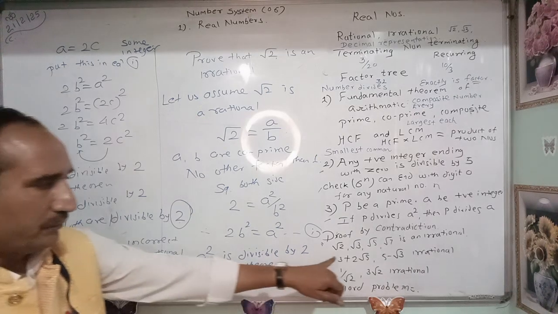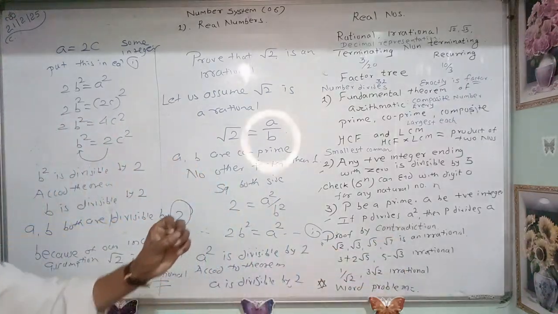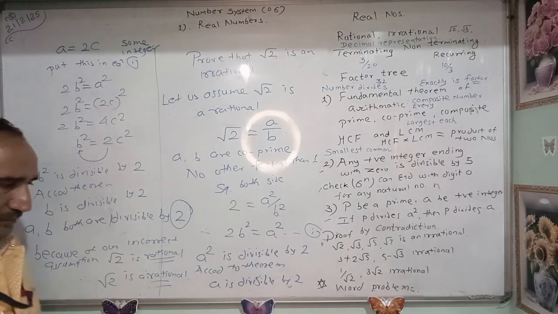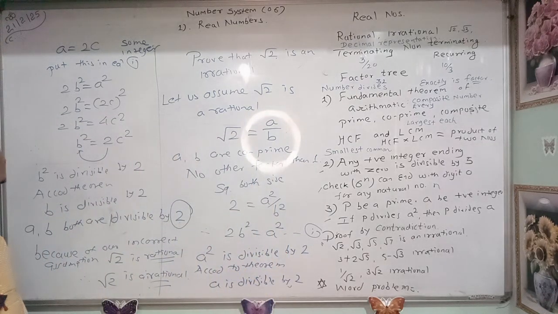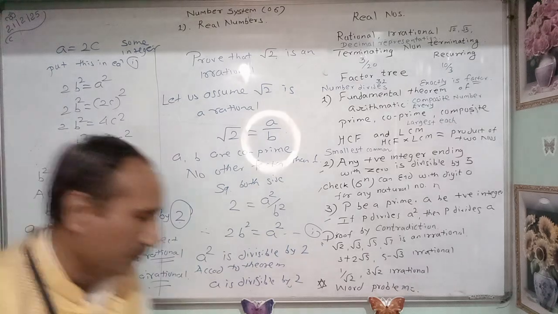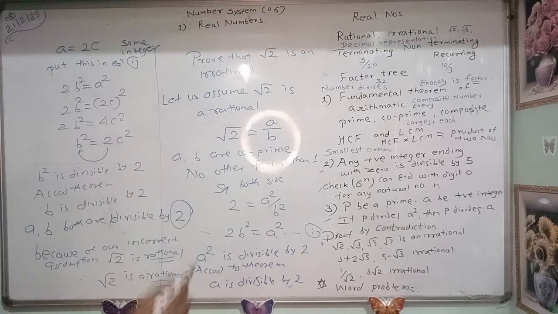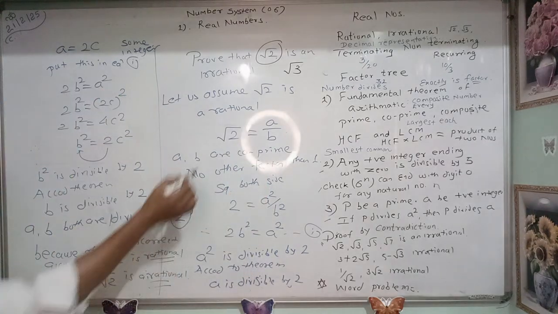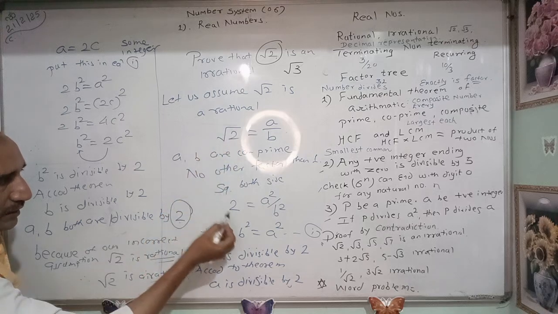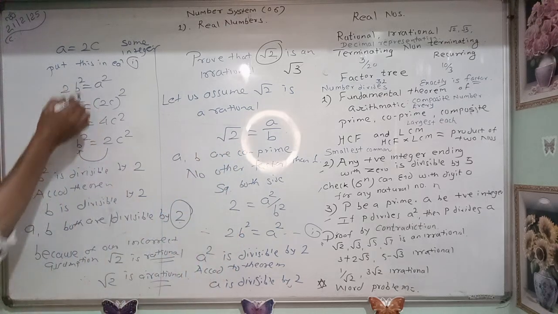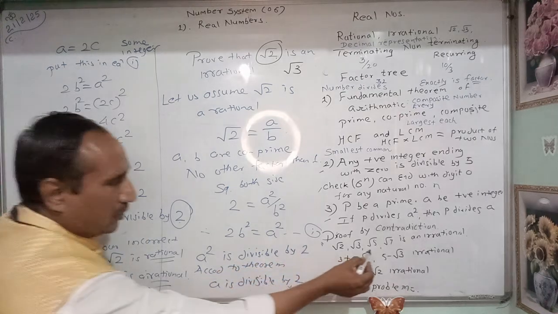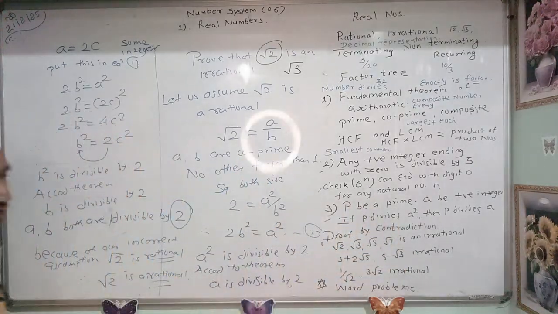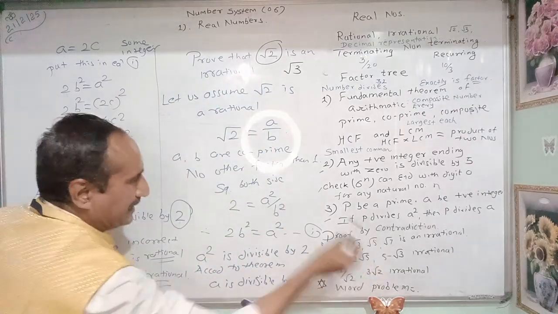In this way, we can prove root 3, root 5, root 7. We have to replace only 2. If we replace 2 by 3, the whole proof will convert for 3. Everywhere, wherever root 2 is there, it becomes root 3, root 3 square, 3. Everywhere it will be replaced by 3. If we have to prove root 5 is irrational, just replace 2 by 5. If we have to prove root 7 is irrational, we can replace 2 by 7.